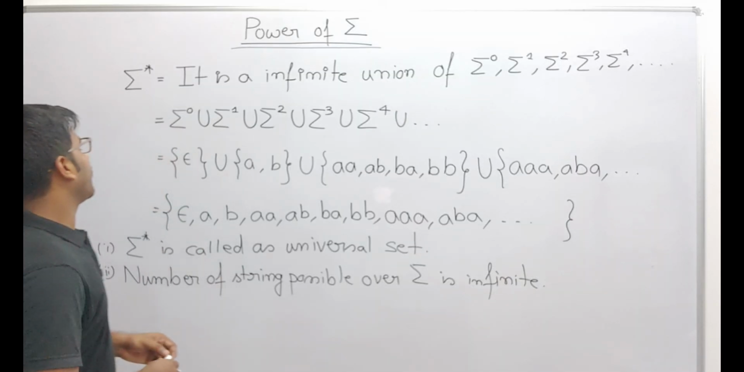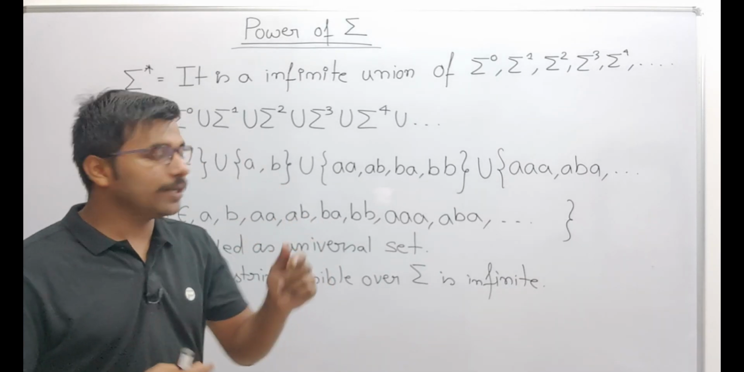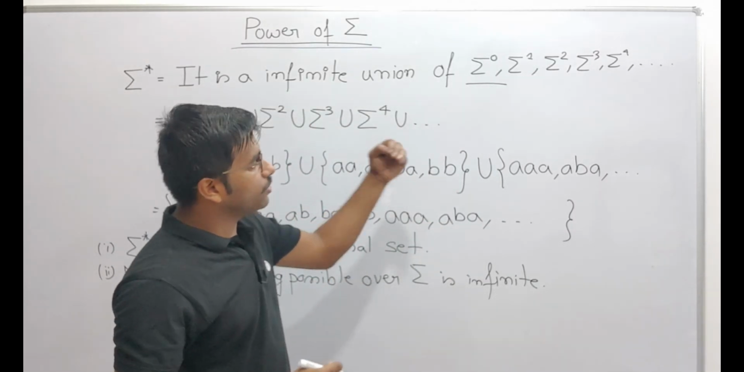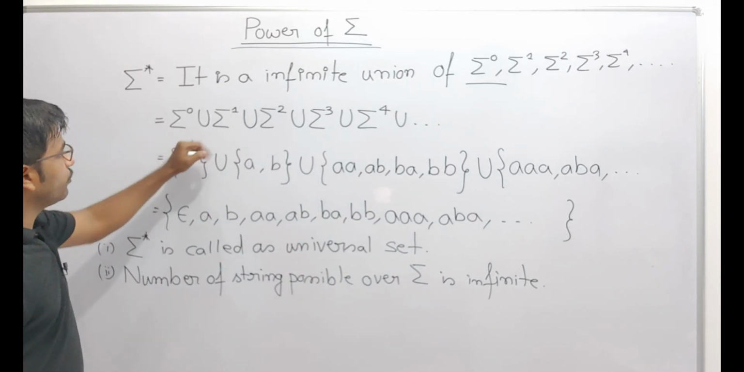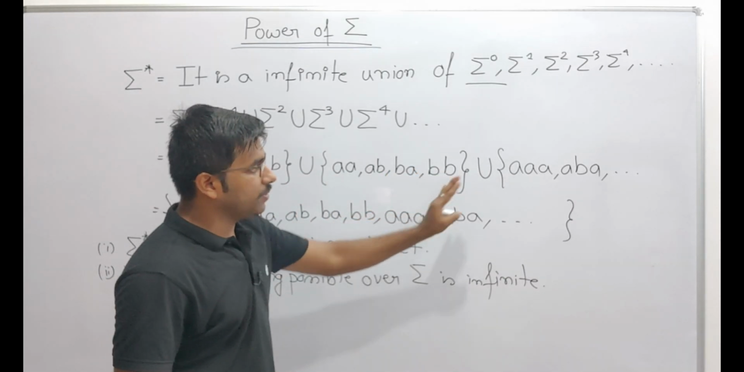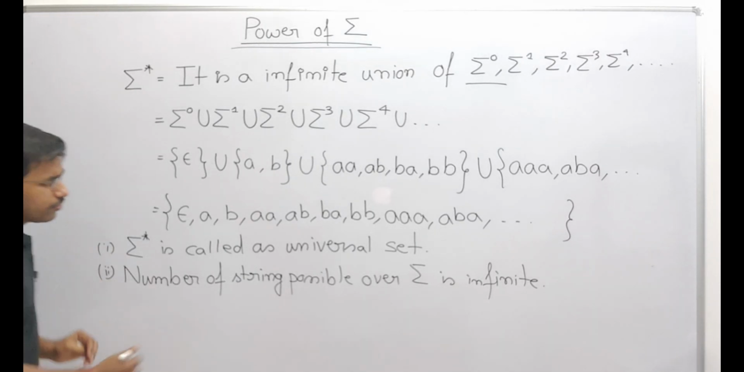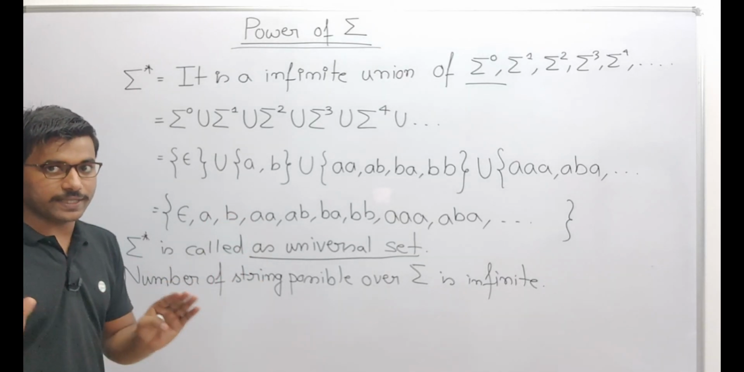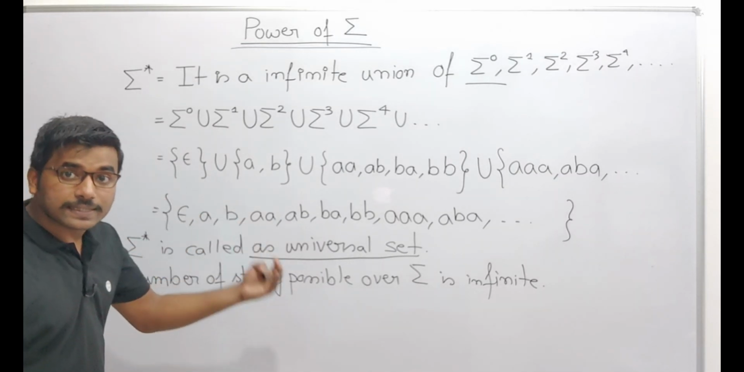Now see sigma star. We have seen sigma plus was the infinite union starting from sigma 1, but sigma star is an infinite union starting from sigma 0. So it is an infinite union of sigma 0, sigma 1, sigma 2, sigma 3, like this, and it contains epsilon also. So epsilon, a, b, a a, a b, b a, b b. It contains everything. Sigma star is also called the universal set. We have seen in the prerequisite what a universal set is. Since it contains everything, that's why it is called the universal set.